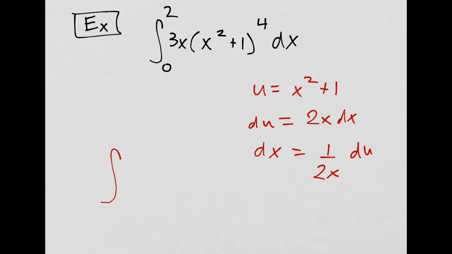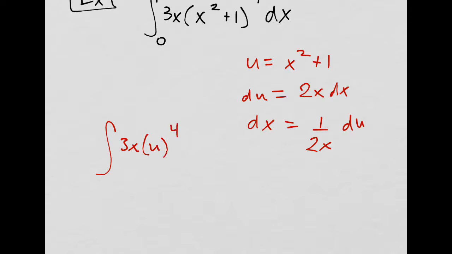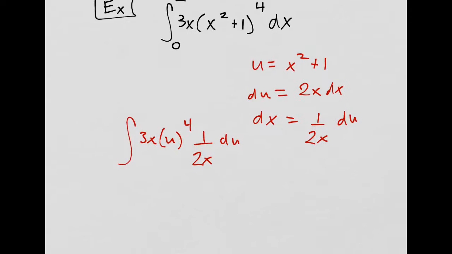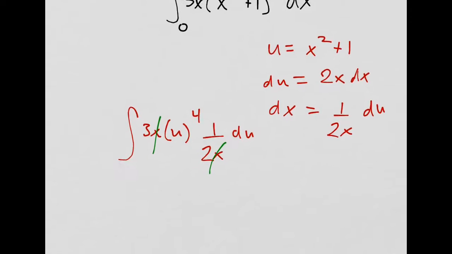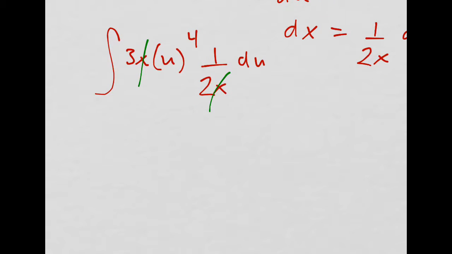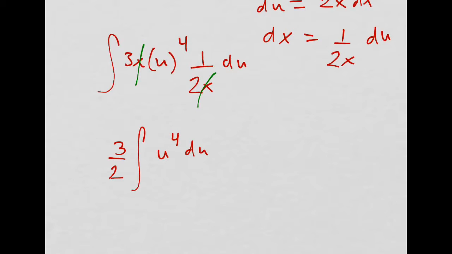So here I would have the integral. I'm not going to put in the limits of integration just yet, but I had the integral of 3x u to the 4th times 1 over 2x du. Then the x's cancel out, right? And then I'm going to move the 3 and the 2 out front, so I have 3 over 2 times the integral of u to the 4th du. Correct? Any questions so far?